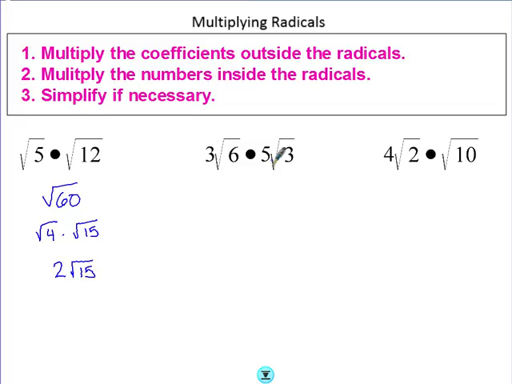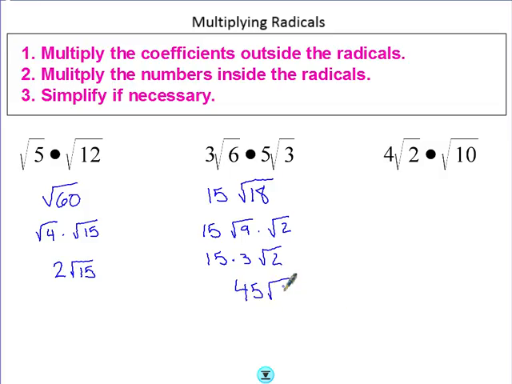Alright, second example, we do have numbers on the outside this time, so I have 3 times 5, which is 15, and then inside I have 6 times 3, which is 18. Again we have to simplify if necessary, so 18 can be broken apart as the square root of 9 times the square root of 2. The square root of 9 is 3, so I have 15 times 3 times the square root of 2. And 15 times 3 is 45, so 45 square root of 2 would be my final answer.